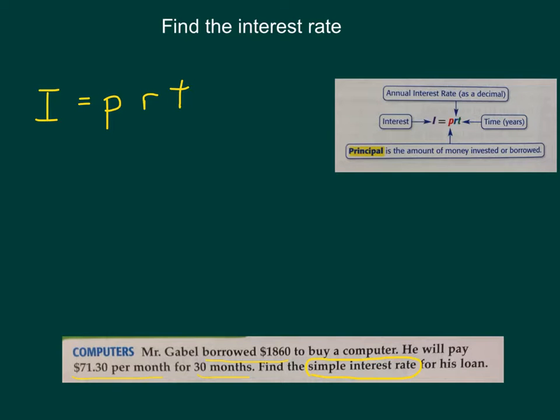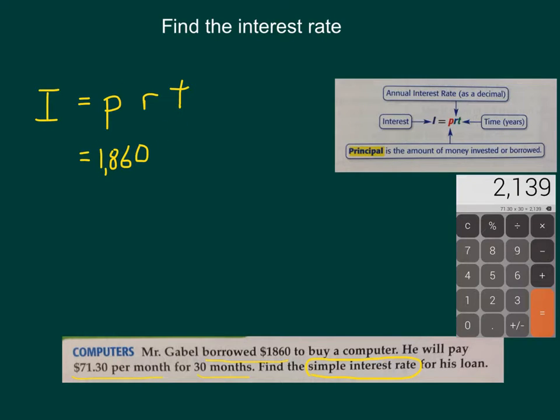The first thing I'm going to do is to see what numbers I can plug into my formula here. I know he borrowed $1,860, so that's going to be our principal, the amount of money borrowed. Now he is going to pay $71.30 per month for 30 months. Remember, the interest is how much money is paid over the course of the loan. So if I take that $71.30, which I'm paying per month, and multiply it by 30 months, when I calculate that out, I get $2,139. That's the amount I'm paying over 30 months.